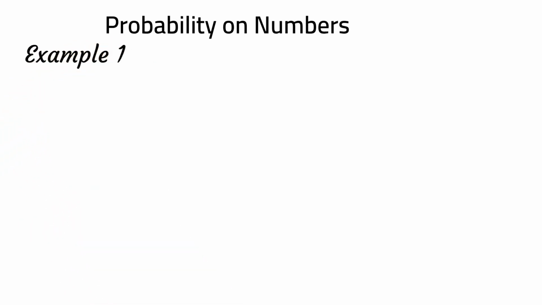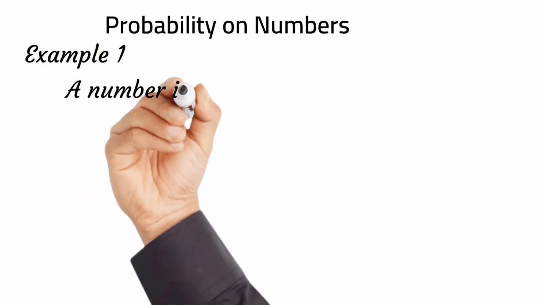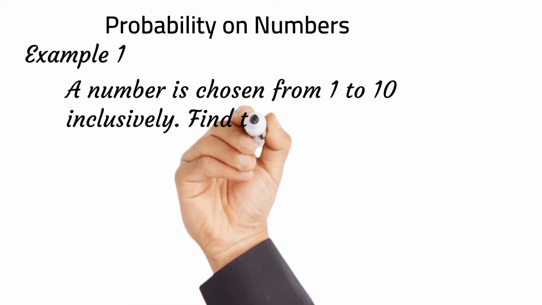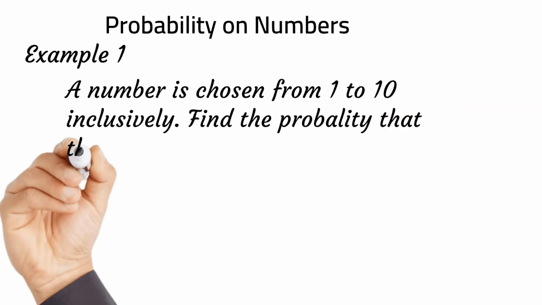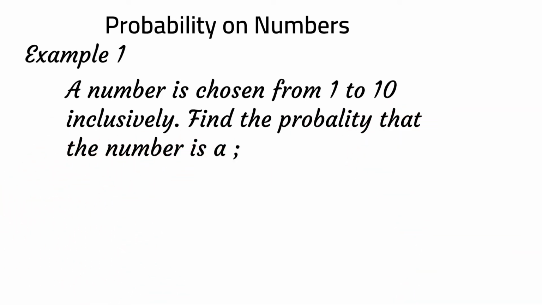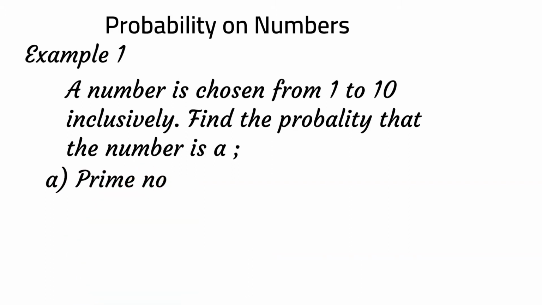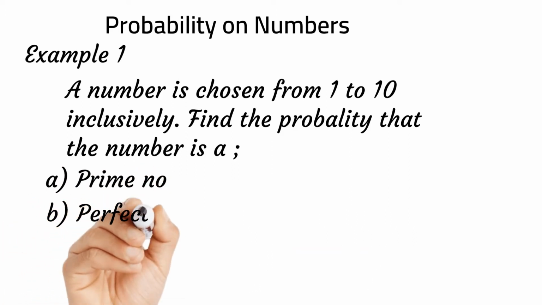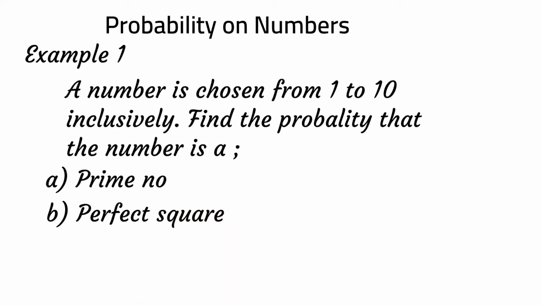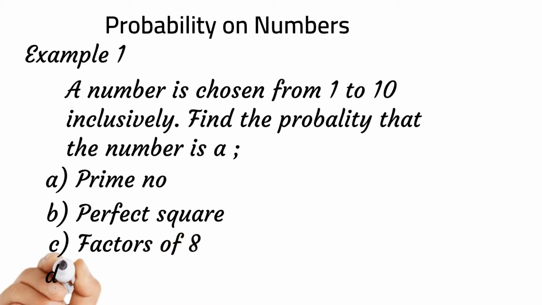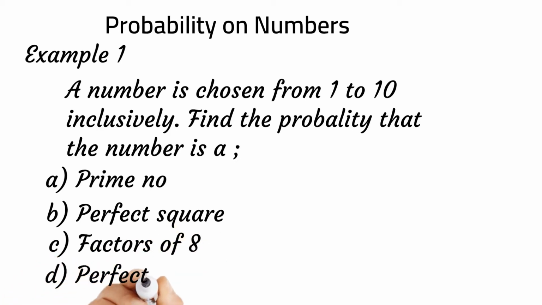Example 1. A number is chosen from 1 to 10 inclusively. Find the probability that the number is A, prime number, B, perfect square, C, factors of 8, and then finally D, perfect cube.